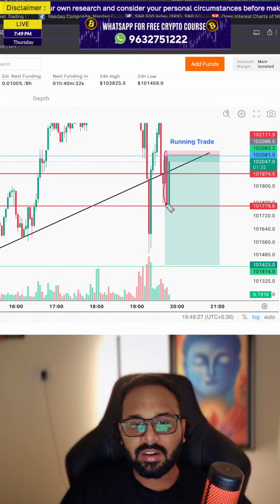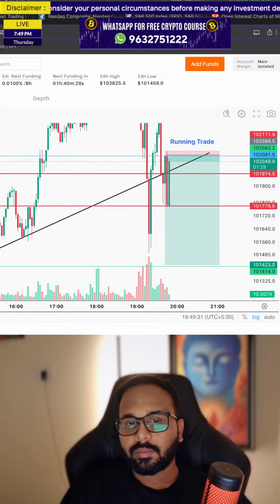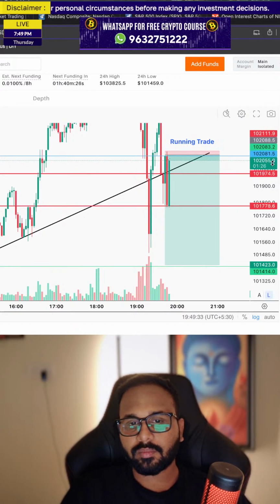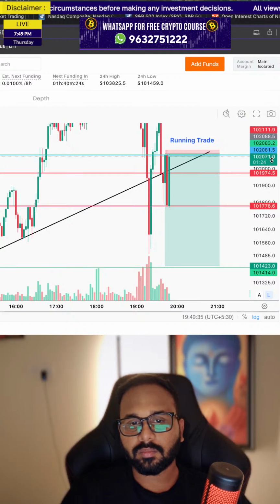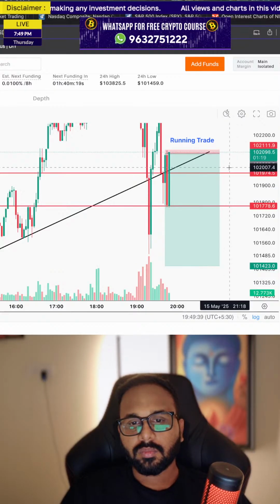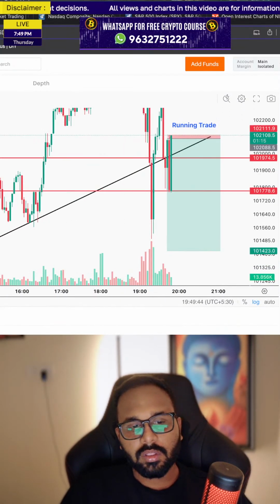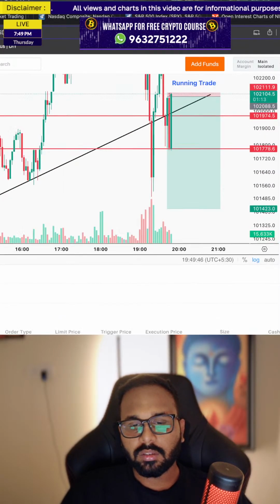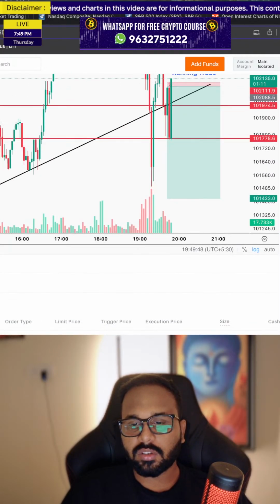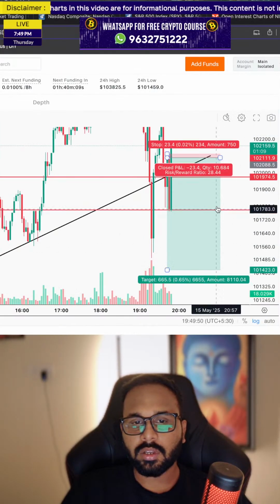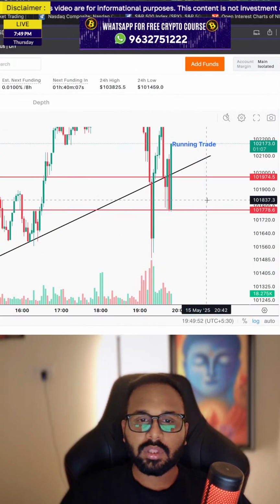One candle continuous selling pressure, one candle full buying pressure. I'd kept the stop loss for this trade at cost to cost. So in this trade, for me, the stop loss is around $2. I booked $2 loss. That's it. Target was around $130.